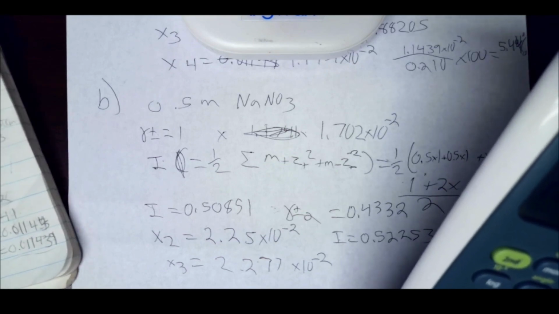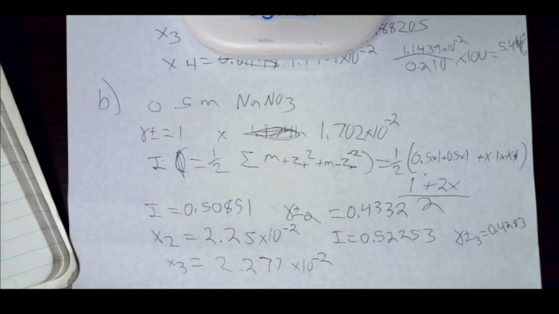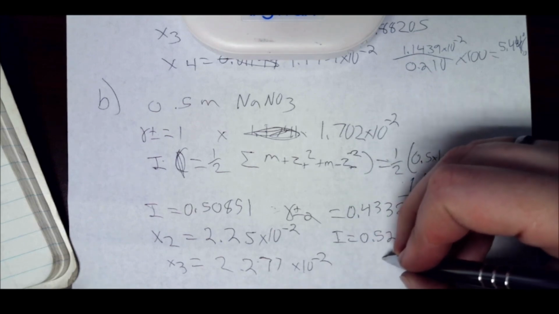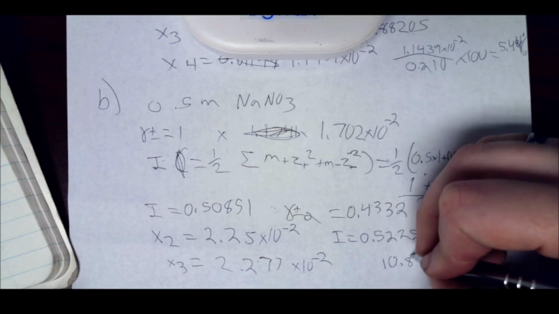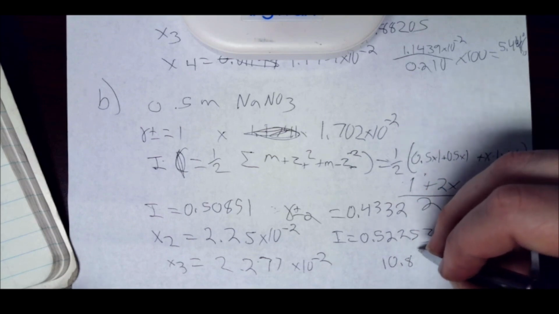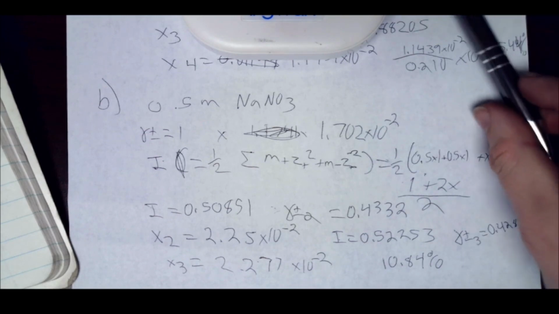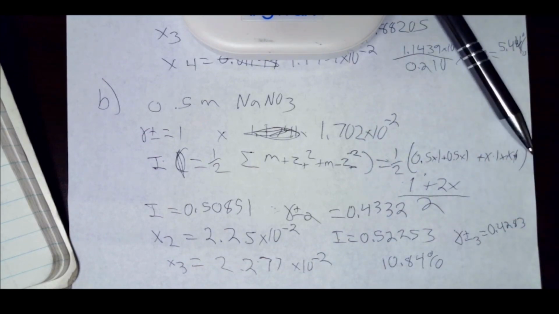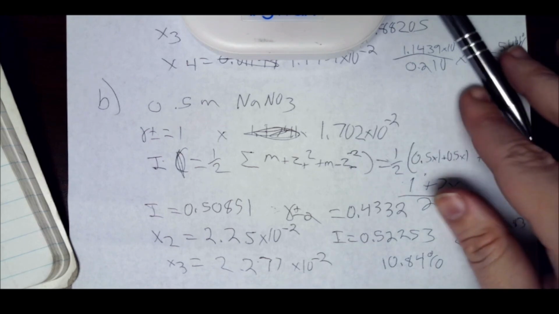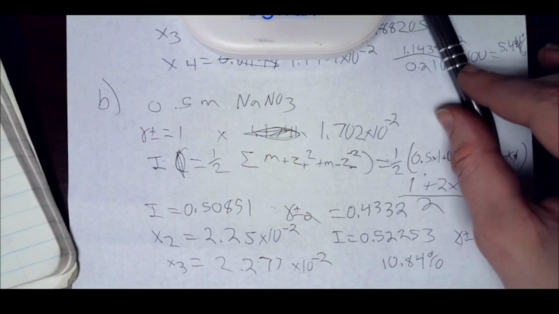So with that in mind, we take that and divide it by that 0.21 times 100, and you would get how much it would dissociate at that point: 10.84%. So at greater ionic strength, with more ions, you have much greater dissociation.